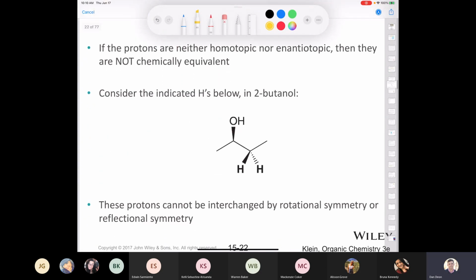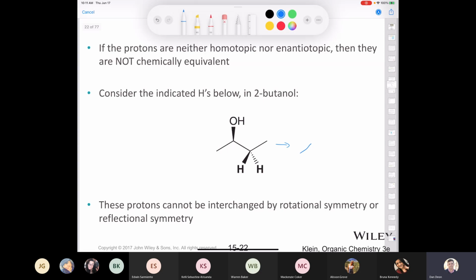Therefore, they are not chemically equivalent. Take a look at these protons here, okay? The two protons that are highlighted in this stereoisomer of 2-butanol. If I try to rotate this molecule, there is no way that I could rotate this molecule and end up with the same molecule. So therefore, there is no rotational symmetry. There's no reflectional symmetry in this molecule as well. Now, if you're unsure, what would you do? You could do the replacement test.